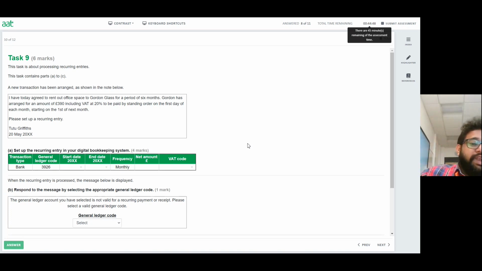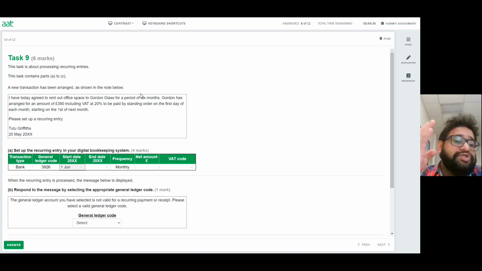Okay, so here what we need to do, this is from the 30th of May. So the first start day is going to be the 1st of June, because that's the first day they're going to start paying. And if they want to do 6 months, they have to do June, July, August, September, October, November. So all the way up to November 1st, because that will be their last payment. June, July, August, September, October, November, 6 months it is going to be paid.